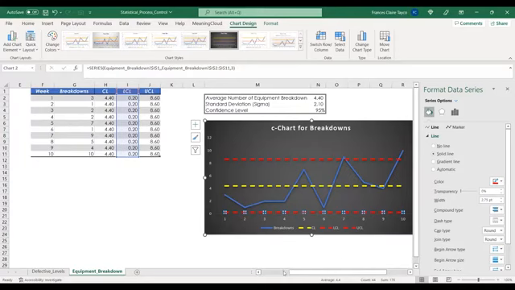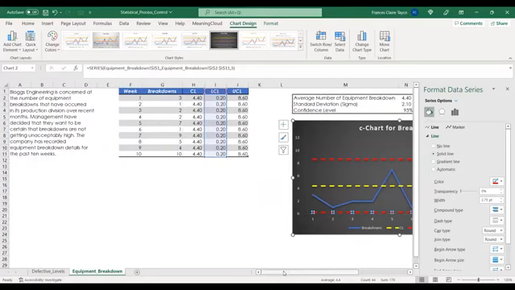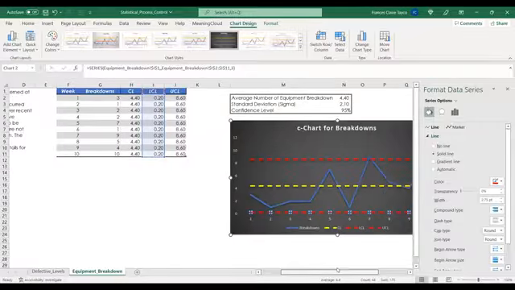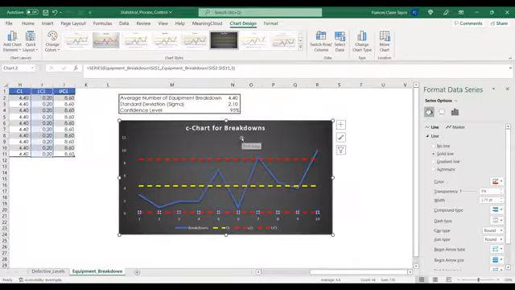So given the results, there seems to be an unacceptably high number of breakdowns in the equipment of Logs Engineering. So this is how you can create a C chart in Excel.